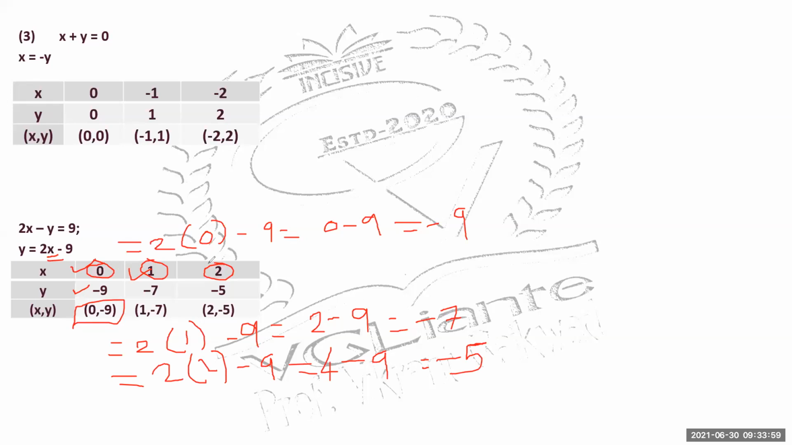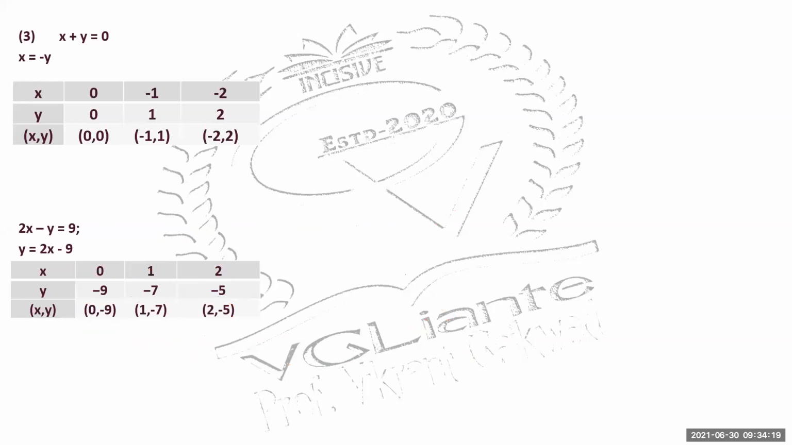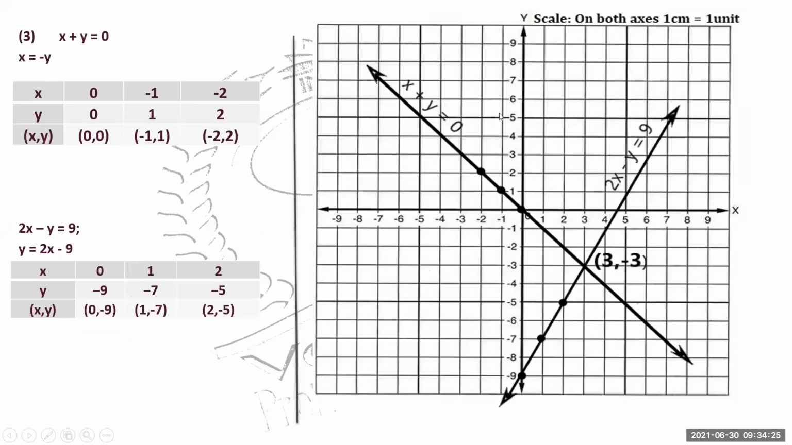I find these values easy, so I substitute 0, 1, 2. You can substitute any values which you like. Now with respect to these values, you've got all the 3 sets of points. Now you'll draw the x-axis and y-axis.